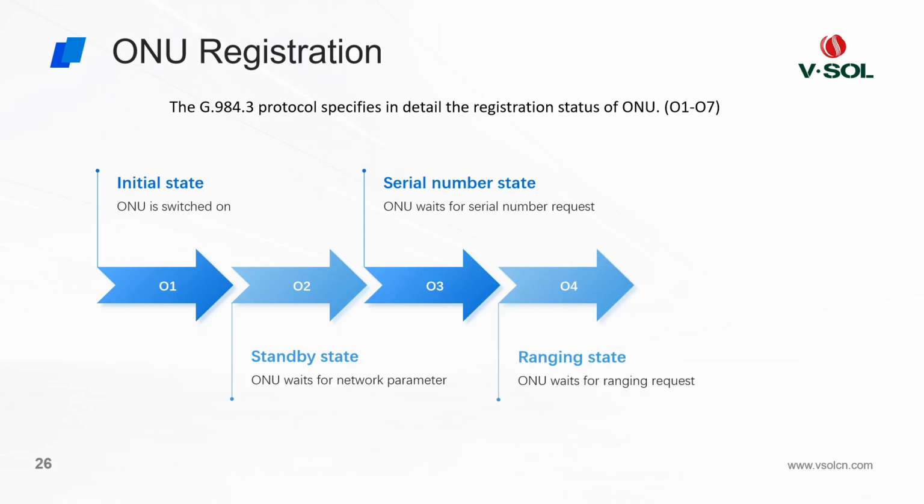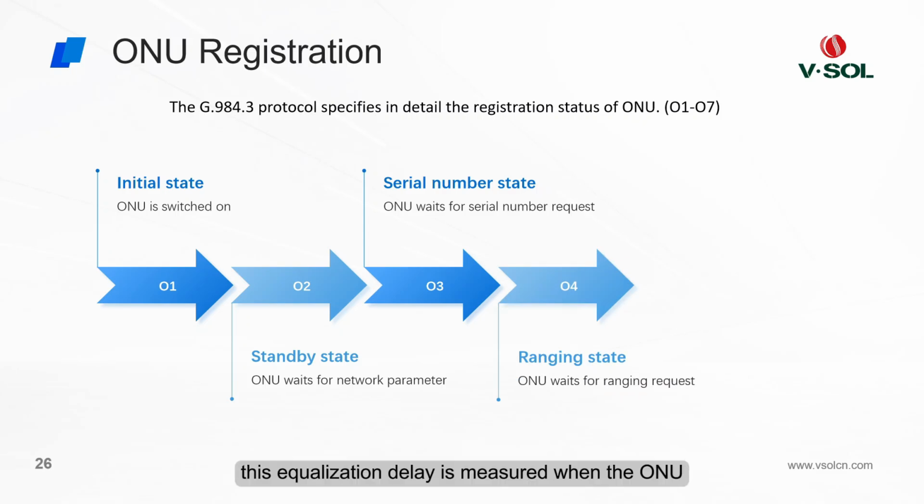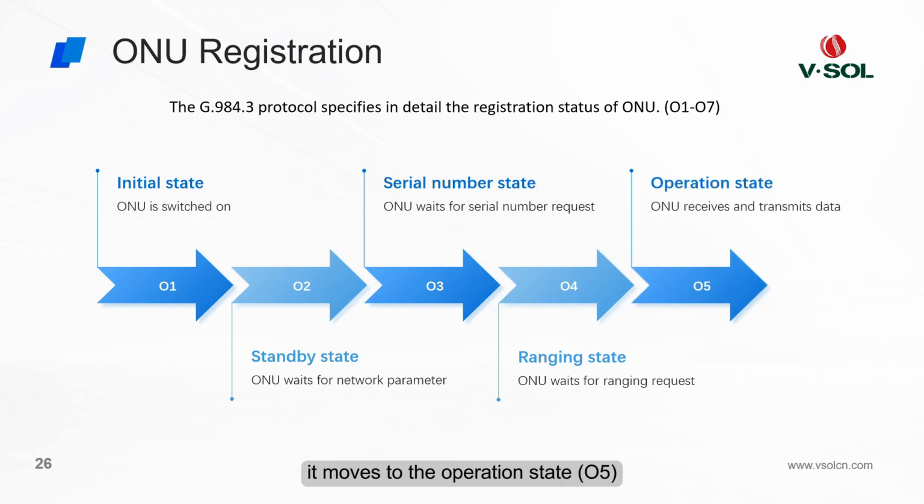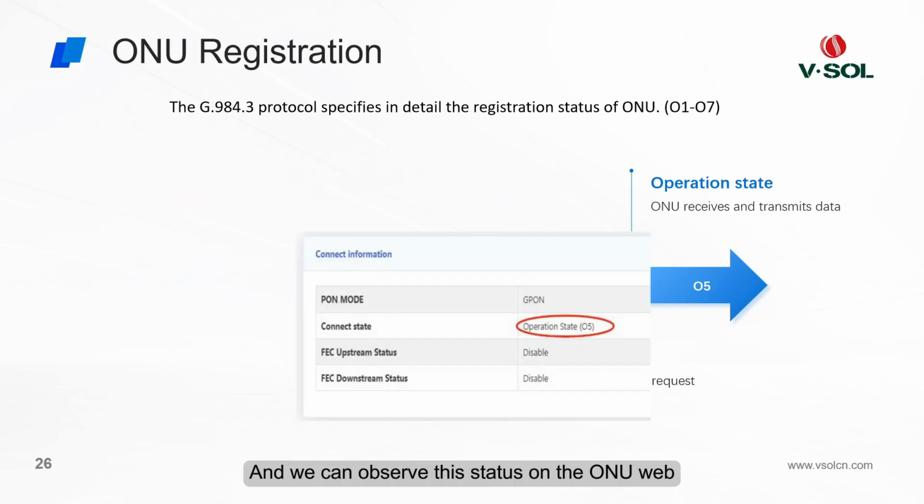O4. This equalization delay is measured when the ONU is in the ranging state. Once the ONU receives the ranging time message, it moves to the operation state. O5. Once in this state, the ONU can send upstream data and PLOAM messages as directed by the OLT. Meanwhile, it represents that the ONU has been registered and launched. And we can observe this status on the ONU web.